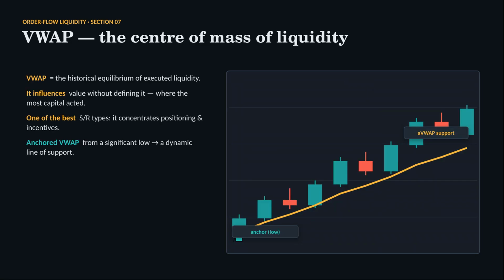VWAP is the volume-weighted average price. Think of it as the historical equilibrium of all the executed liquidity, the center of mass. It doesn't define value, but it strongly influences it, because it marks where the most capital actually traded. That makes it one of the best support and resistance references you have, since it concentrates positioning and incentives. And anchored VWAP, dropped from a significant low or high, becomes a dynamic line that price respects as it develops. Capital gravitates back to the average.